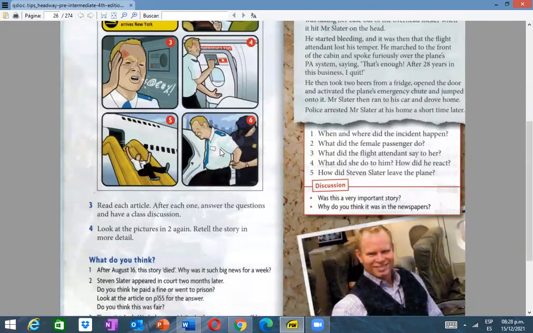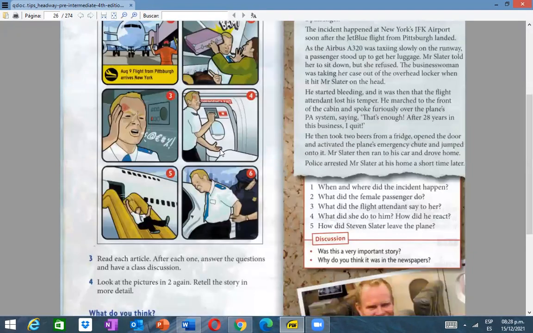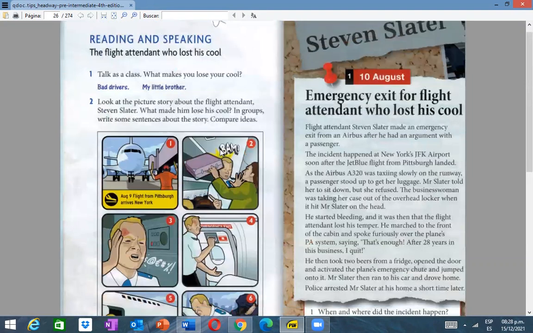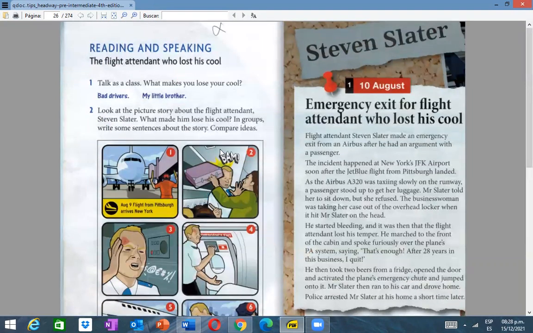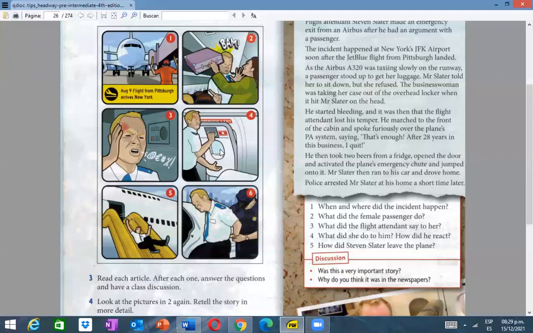We have the next exercise. Exercise 3. Read each article. After each one, answer the questions and have a class discussion. So let's start with the first article here. Steven Slater is the name of the flight attendant. Remember, please, here we have the article, and at the end of this article, we have some questions. You have to write the answers, and then we have to discuss.